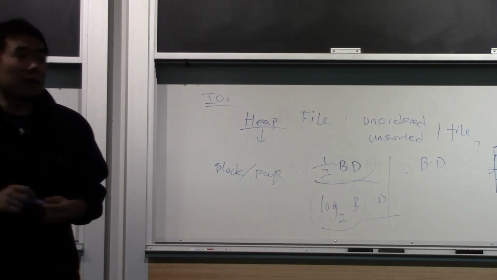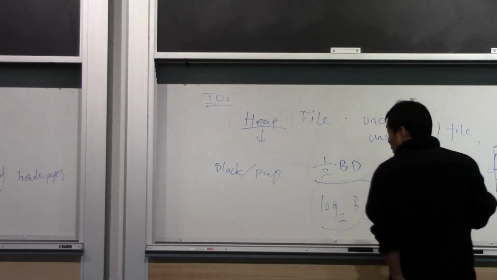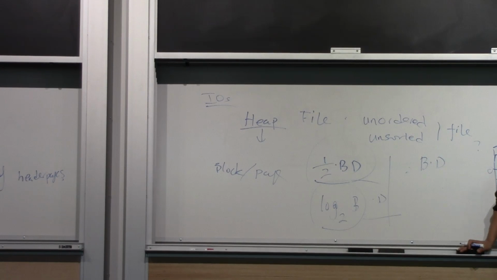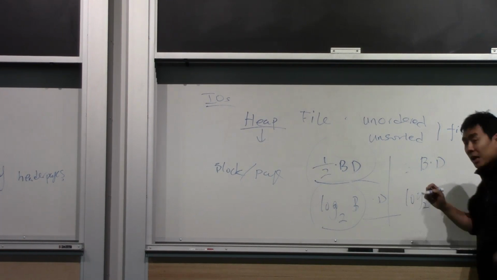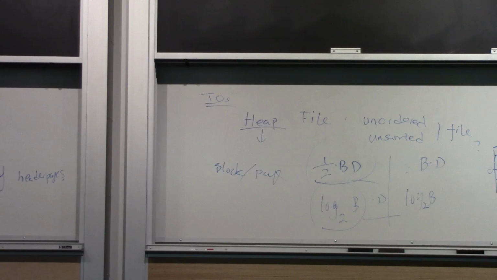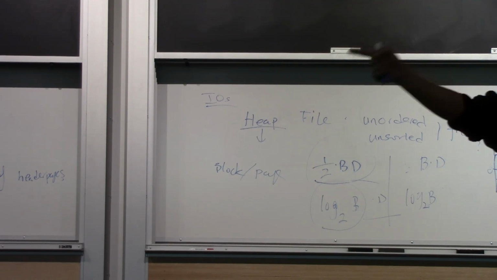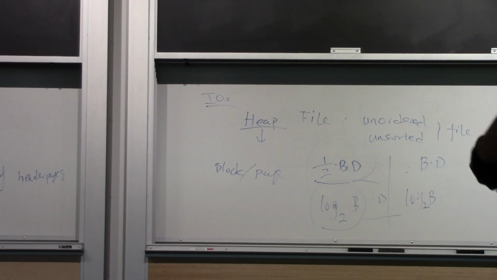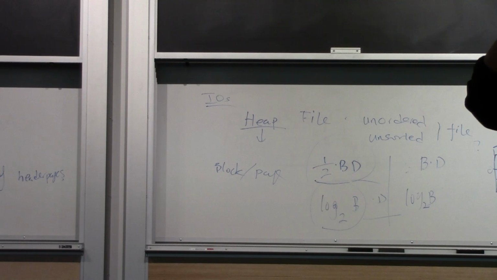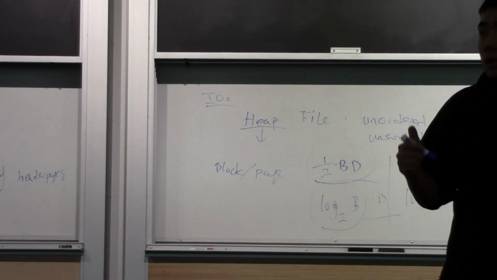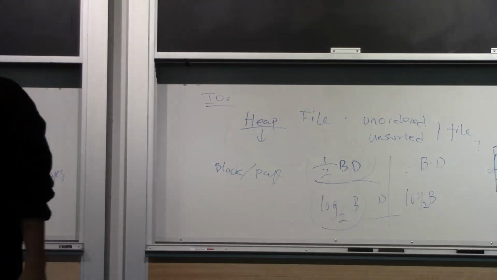Now, what about sorted file? What's the cost here for range search? Obviously, you're still going to pay that log 2 B to find the first record in the range you are searching for. But after that, do you have to go all the way to the end of the sorted file? The observation is you don't. Again, this assumes the file is sorted by the attributes you are searching for. Otherwise, this doesn't work. This is effectively the same as a heap file.